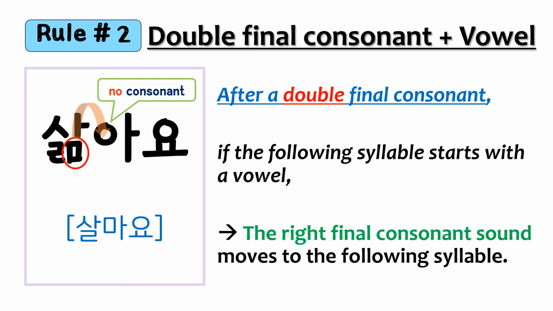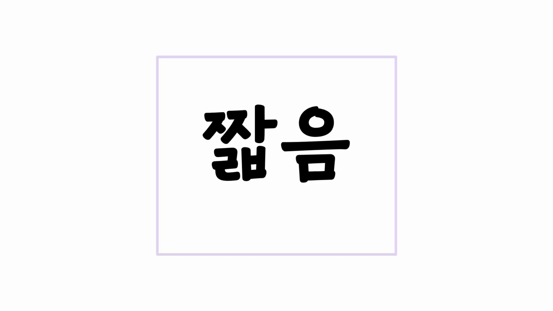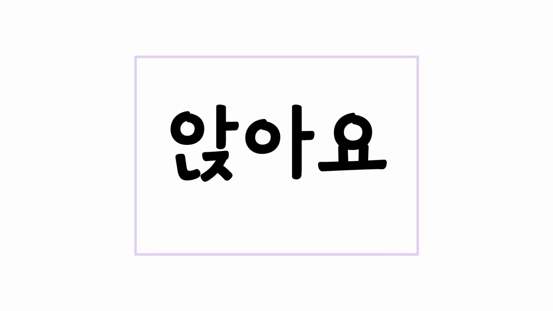Rule number 2. After a double final consonant, and if the following syllable starts with a vowel, meaning it does not have an initial consonant, the right final consonant sound moves to the following syllable. Shall we practice together? How do we pronounce this word? Yes, 짧음. What about this one?